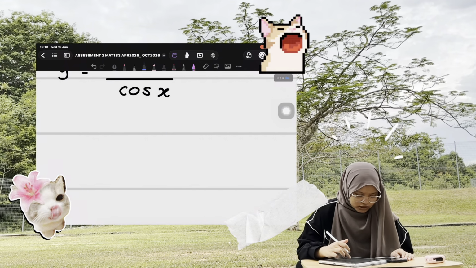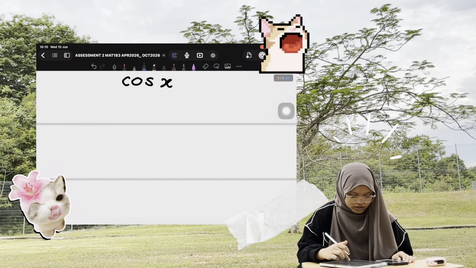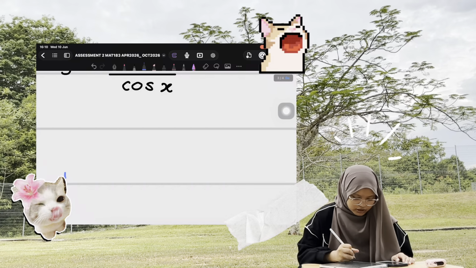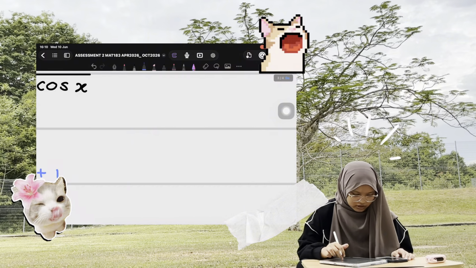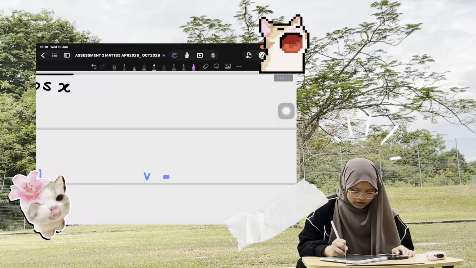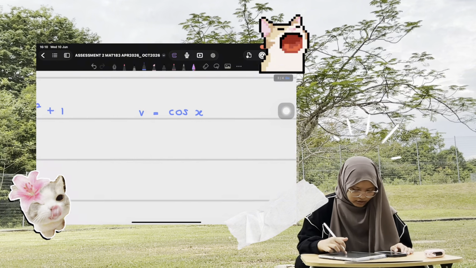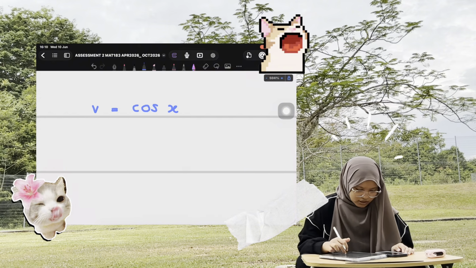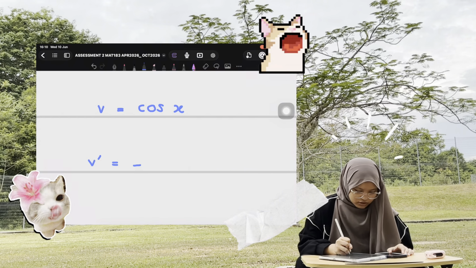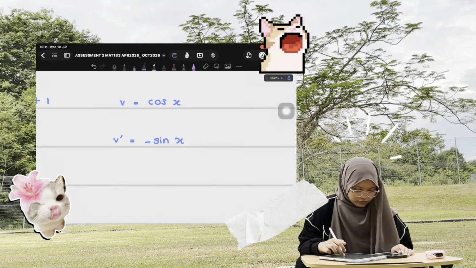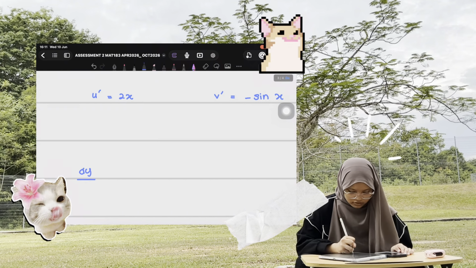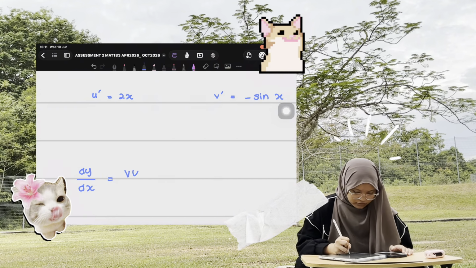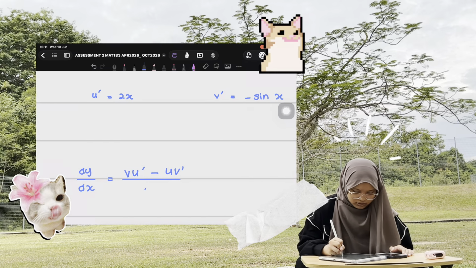For question B, the question is y equals x squared plus 1 over cos x. In this question, we need to differentiate a fraction, so we use the quotient rule. First, we let the numerator be u equals x squared plus 1, and the denominator be v equals cos x. So we need to find the derivatives. The derivative of u is u prime equals 2x, and the derivative of v is v prime equals negative sin x. Then we use the quotient rule formula, which is dy over dx equals v u prime minus u v prime over v squared.